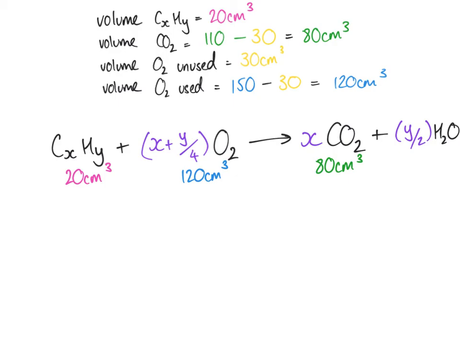And what you then go on to do is essentially solve for x and y using your volume ratios, because those are going to be equivalent to your balancing number ratios. So I'm going to start you off with this and then see if you can finish it off yourself.